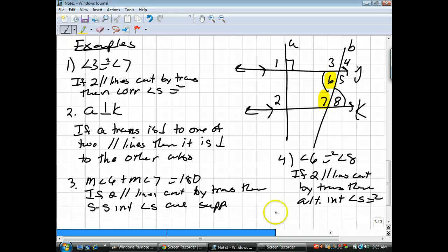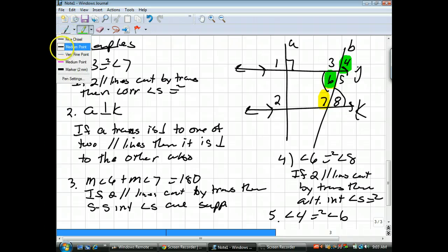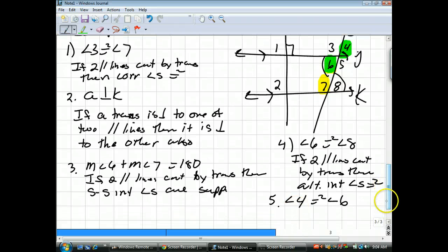How do we know that angle 4 is congruent to angle 6? Well, let's find angle 4 and angle 6. So angle 4 is right here. Angle 6 is right there. What kind of angles are those? Those are vertical angles. And so we know those are congruent by the vertical angle theorem. So we can say vertical angles are congruent.